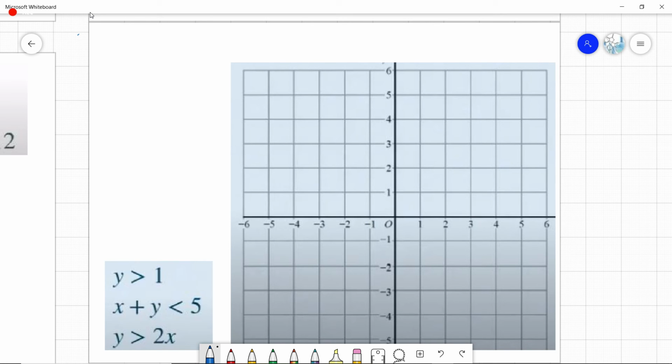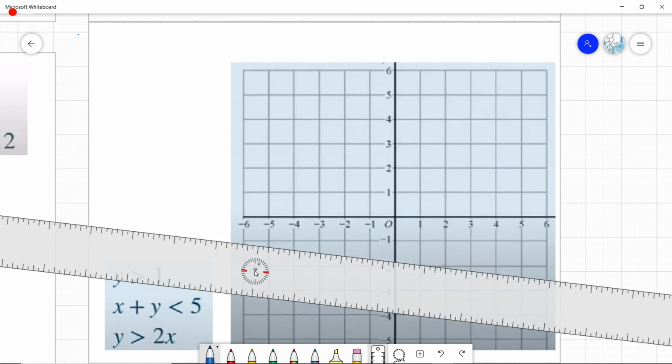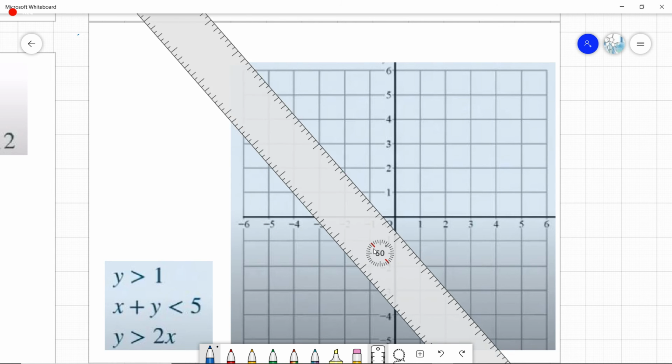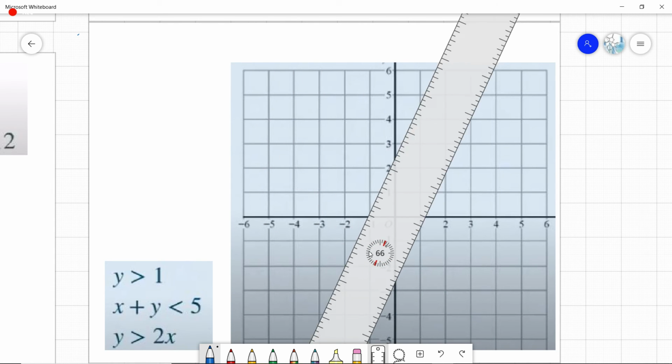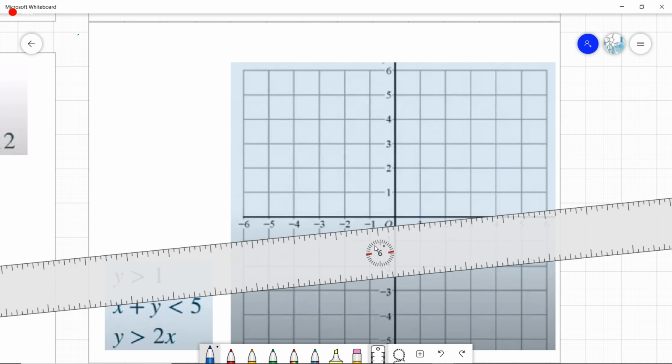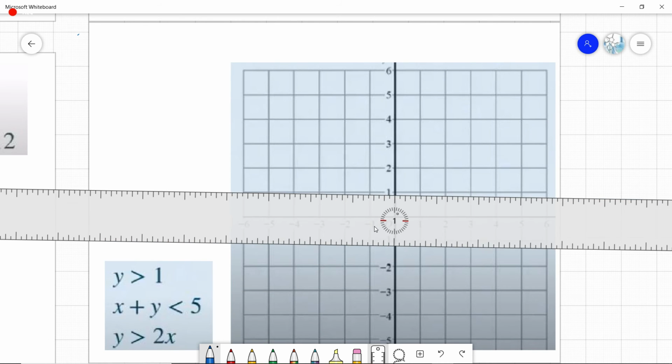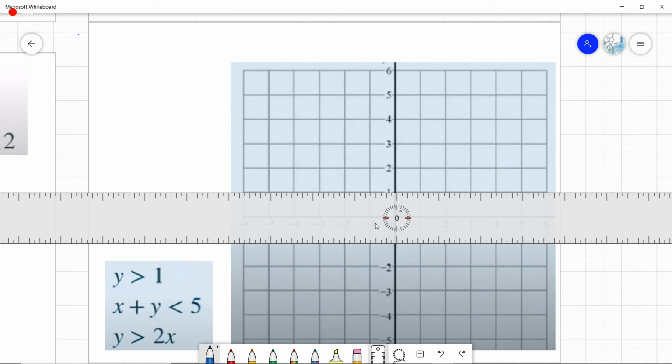So again, here we have y is greater than 1. We get our ruler, we go to 1, and we draw a dotted line at 0 degrees. I don't know why I just did a 360 there.